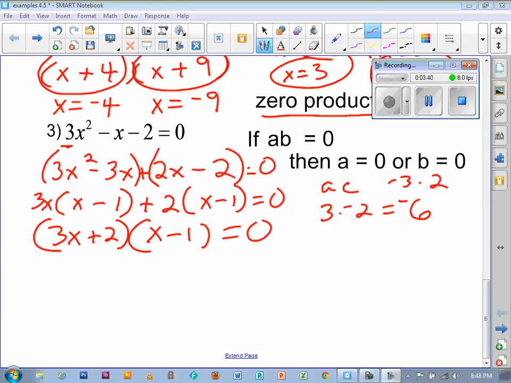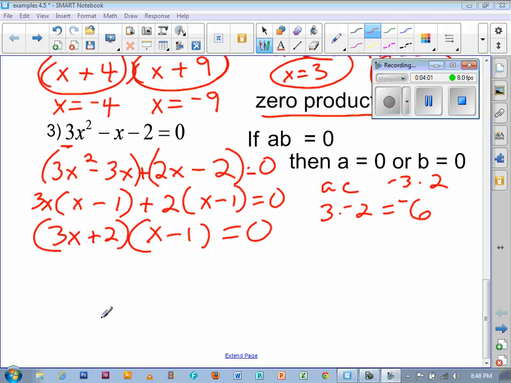Welcome back. As you can see in front of you, I've successfully factored the 2 binomials. At least I think I have. Let's check it using FOIL. 3x times x is 3x squared. 2 times negative 1 is negative 2. 2 times x is 2x plus a negative 3x is a negative 1x. So I know I've got the correct factors.